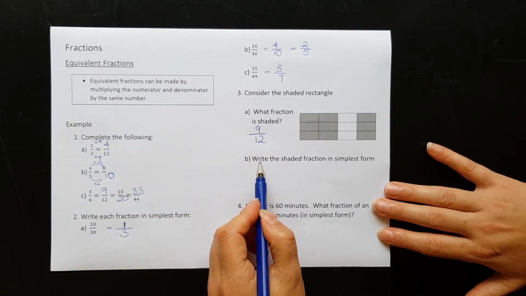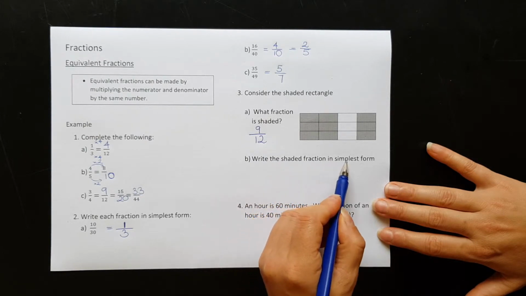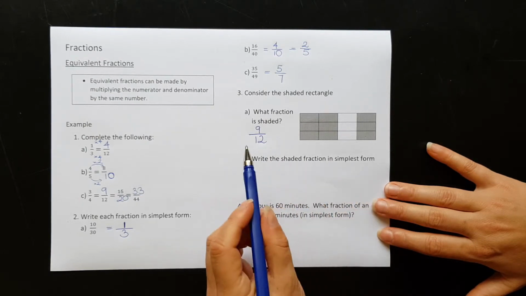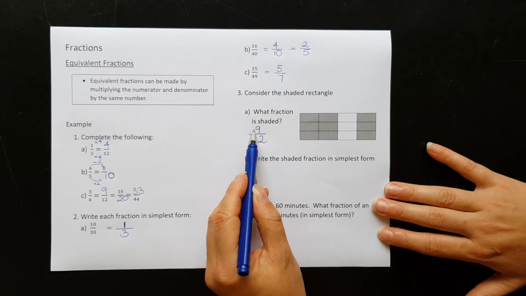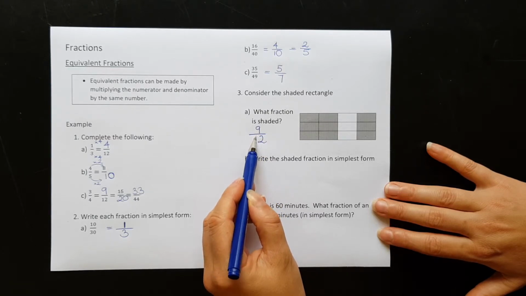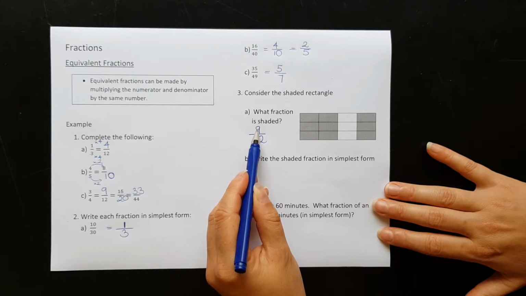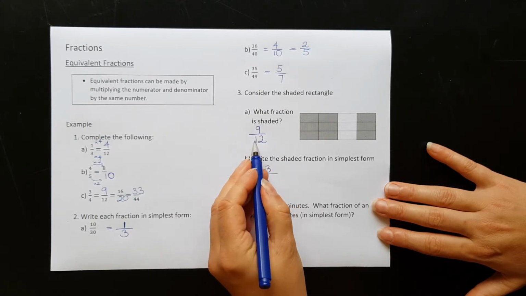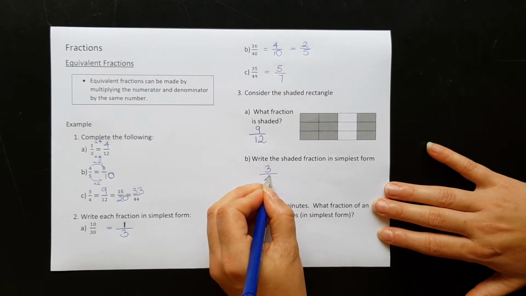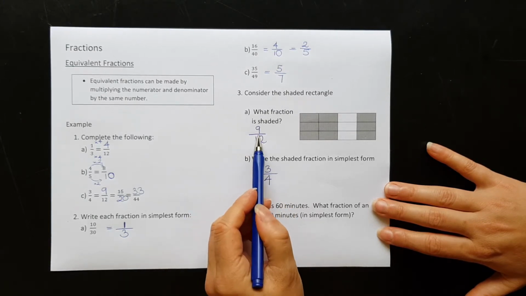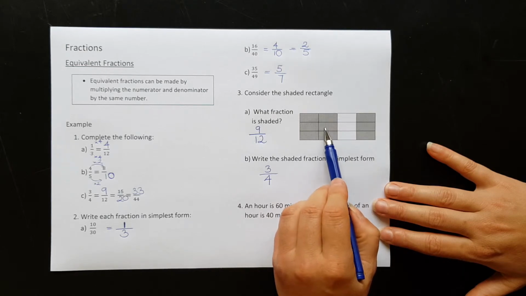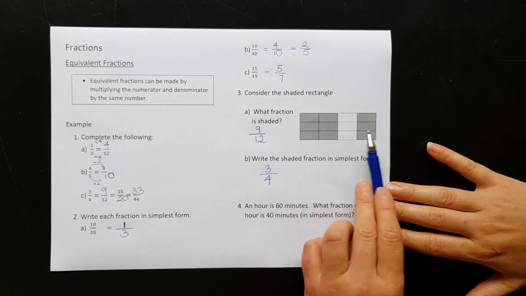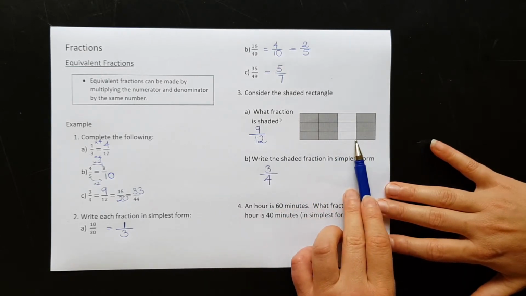But in B, it says write the shaded fraction in simplest form. So we look at this and we go, what can we divide those by? How can we simplify that? Well, both of those numbers divide by 3. 9 divided by 3 is 3, and 12 divided by 3 is 4. So 9/12 is shaded, but that simplifies to be 3/4 of that shape is shaded.